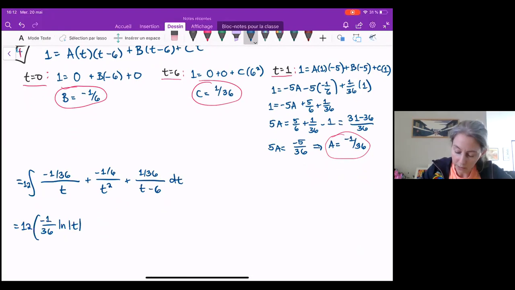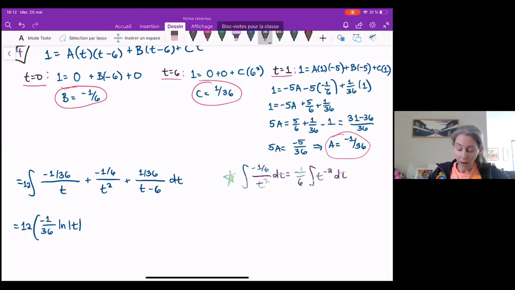So I'm going to go off to the side and do it because a lot of you messed this up on your second tests. The integral of -1/6 over t squared is -1/6 times the integral of t to the -2 dt. So this is actually just a power rule. So this is -1/6, t to the -1 over -1, plus c. So this is +1/6t.